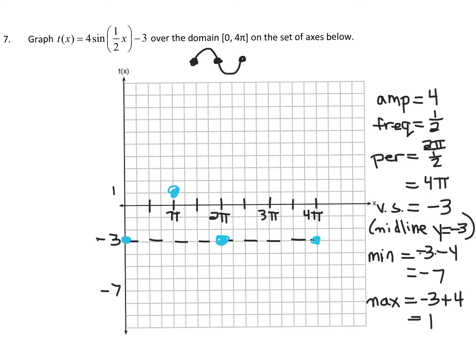Okay, now halfway between the second and third points on the midline, we're going to be down to a minimum. So halfway between 2 pi and 4 pi would bring me right here in the middle to 3 pi. I'm going to go down to my minimum of -7 and put a point there. Okay, and then let's connect it to make a nice, smooth, and non-pointy sine curve. All right, now I'm going to label it T of x. You don't have to write the whole equation. I mean, if you want to, you can, but you could just give it its label.